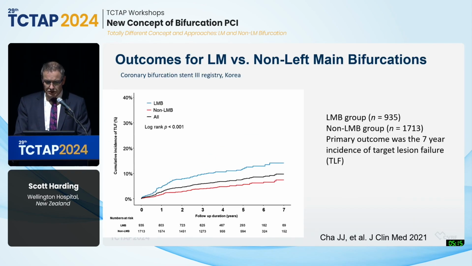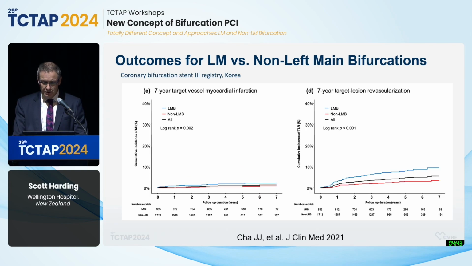We know from many registries, and this is just one, the Coronary Bifurcation Stenting III registry from Korea, that all these registries show worse outcomes for left main bifurcation versus non-left main bifurcation. Probably one of the important reasons for this is the area subtended by the left main compared to some of the other vessels. It may be that some of the geometry plays a role, but we really don't have any data on that. What this is mainly driven by is target lesion revascularization.